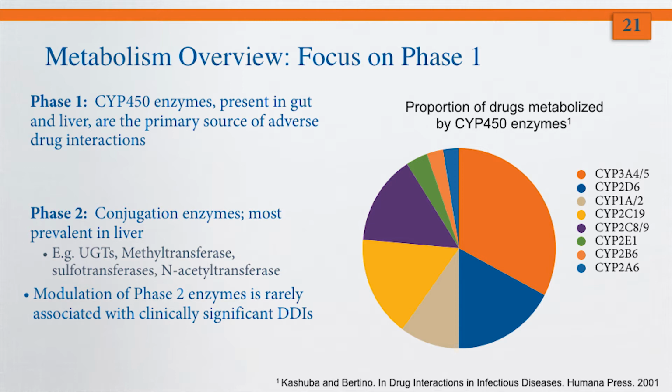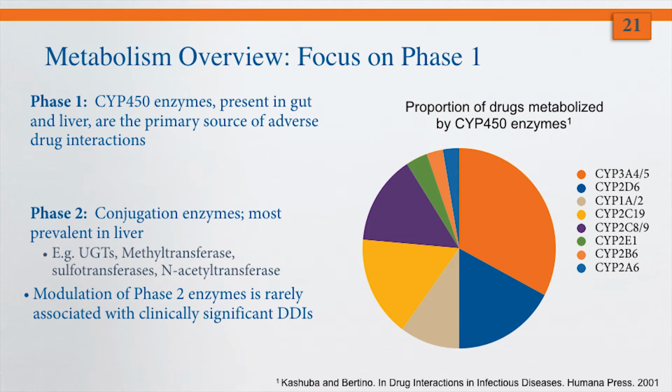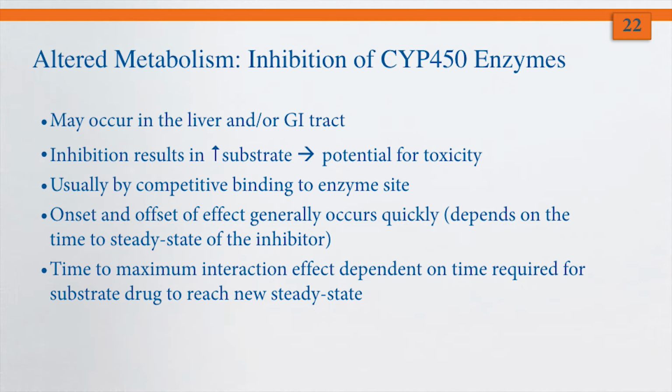methyltransferases. These are less associated with clinically relevant drug interactions, in part because there is quite a large amount of these enzymes available. So inhibiting the enzyme and causing a clinically relevant increase in drug exposure is actually quite rare because of the relatively larger quantity of enzymes available. So we'll focus on phase 1. Inhibition of the CYP450 enzymes can occur in the liver or in the GI tract. CYP3A in particular, the most prevalent of the CYP450 enzymes, is predominantly available in the GI tract.